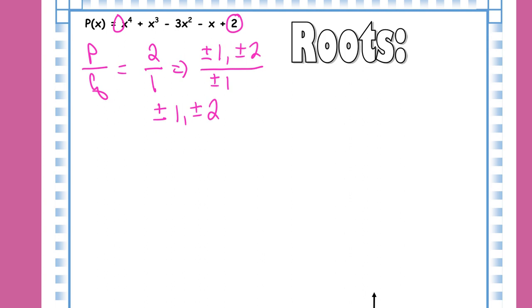So which one do you want to try first? I typically go with 1 or negative 1 because it seems like those are always one of the factors. X plus 1, X minus 1, right? So what do you want to do? Plus 1 or minus 1? So we'll go with 1 then. We're going to write it out. It goes 1, 1, negative 3, negative 1, 2.